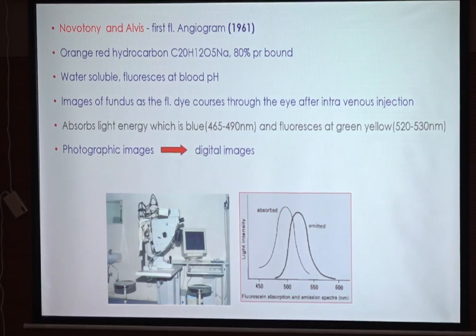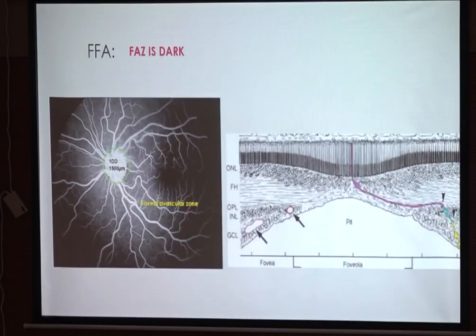The photographic images have given way to digital images. Of course, that's a quicker method, and we can do modifications of these images, enhancements can be done, and these can be shared instantaneously by our internet facilities. So thus we have shifted to digital imaging.